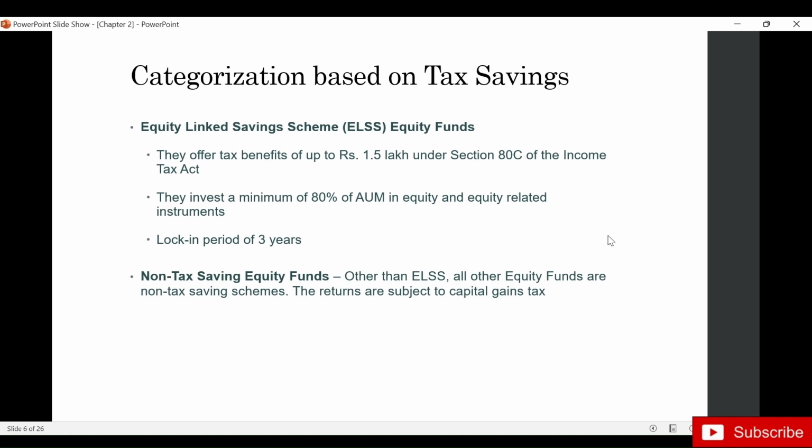Next, we talk about non-tax saving equity funds. Other than ELSS, all the other equity funds are non-tax saving schemes because the returns of these schemes are subject to capital gains tax.